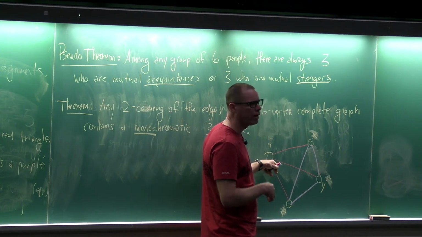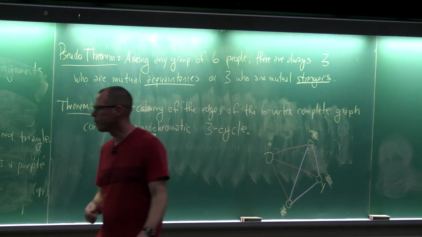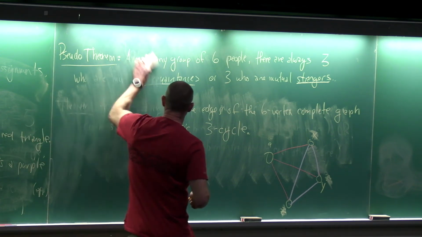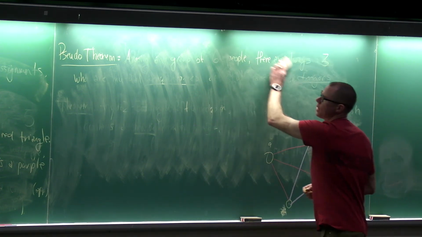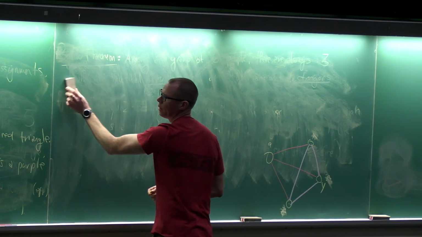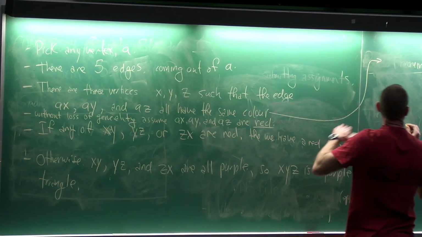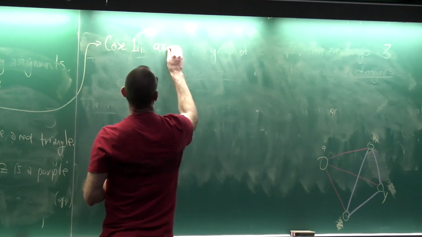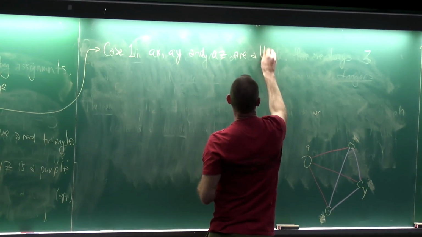And if you don't trust that, if you don't really believe that that's a safe thing to do, then instead make a case distinction. So then, if you want to really exhaust things, you would say, at this point, there are 3 vertices, X, Y, and Z, all have the same color. And you would say, case 1, AX, AY, and AZ are all red.